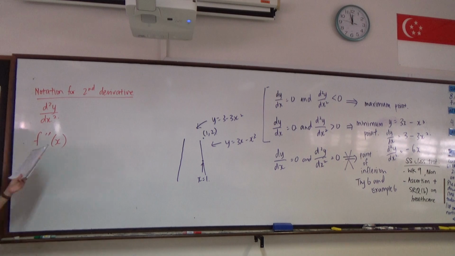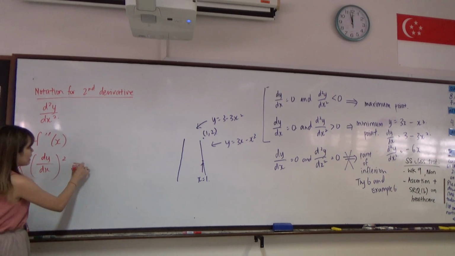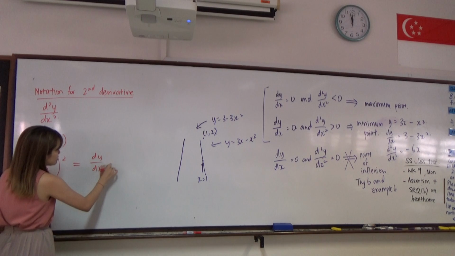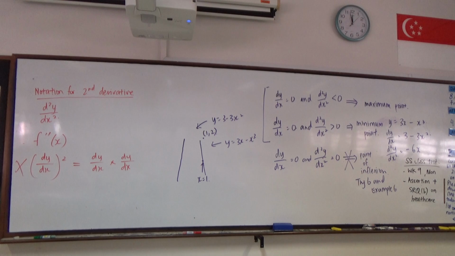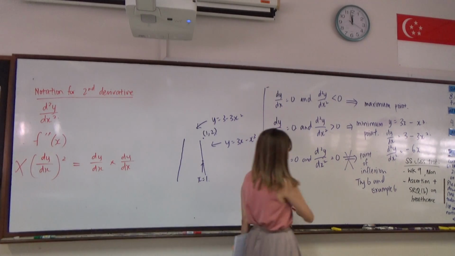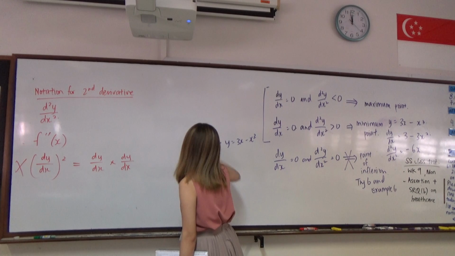But take note that this does not represent the second derivative. You cannot have dy over dx bracket square. Dy over dx bracket square simply means dy over dx times dy over dx. In our case, it is quite meaningless. But you must know the difference, that this is a notation, and this is algebraic, following your understanding of indices. Any questions so far? Now we look at an example.